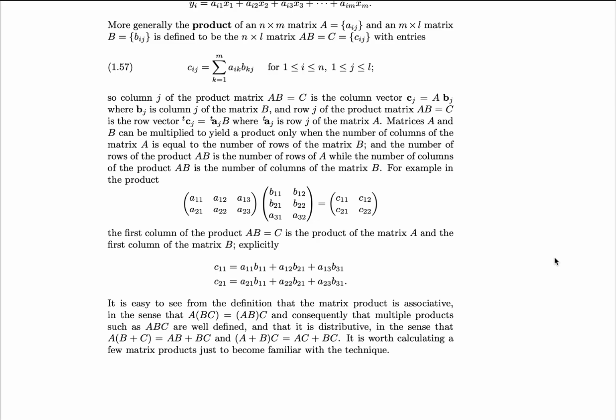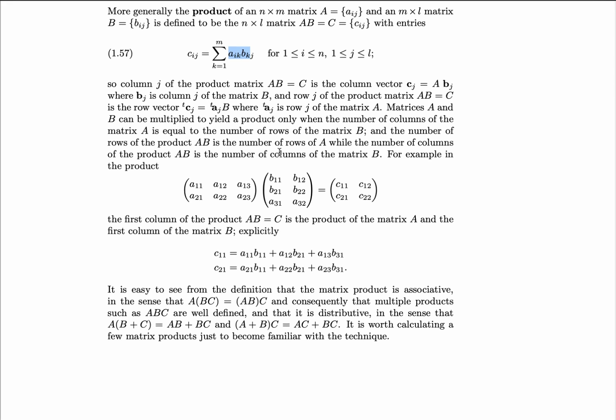Today we're going to continue with some more properties of matrices, in particular considering a matrix product. In general, the product of an n by m matrix A, which consists of elements a_ij, and an m by l matrix B, which consists of elements b_ij, is defined to be the n by l matrix AB equal to C, where c_ij is defined as the sum from k = 1 to m of a_ik b_kj.